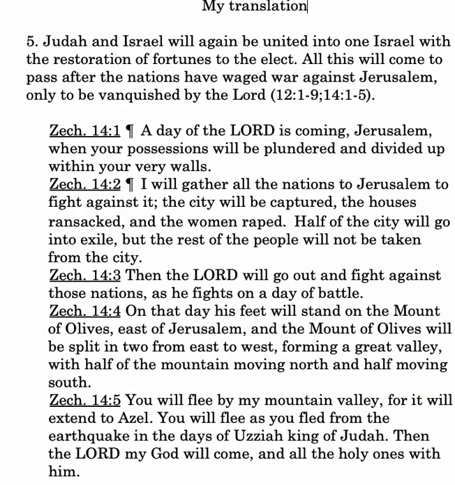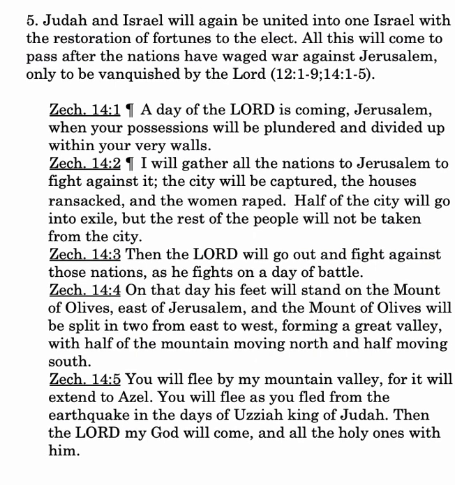Number 5, Judah and Israel will again be united into one Israel with the restoration of fortunes to the elect. All this will come to pass after the nations have waged war against Jerusalem, only to be vanquished by the Lord. There's your verses. Let's look at 14:1-5. So we have a uniting of Judah and Israel, that is, the northern kingdom. They come together as the one Israel.